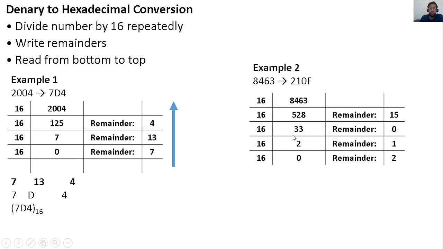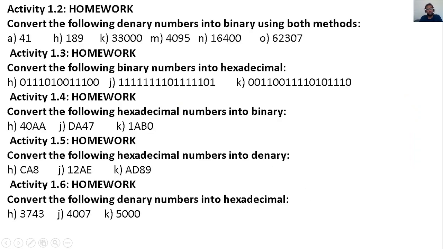Next, again divide 33 by 16, you get the answer 2. 16 multiplied by 2 equals 32. Subtract from 33 gives us the value 1, and this is our remainder. Now the 2, 16 multiplied by 0 is 0, 2 minus 0 gives us the value 2. So the final result, reading from bottom up, is 210, and 15 is equal to F. So we get 210F base 16. These are the numbers that you are supposed to do by yourselves.